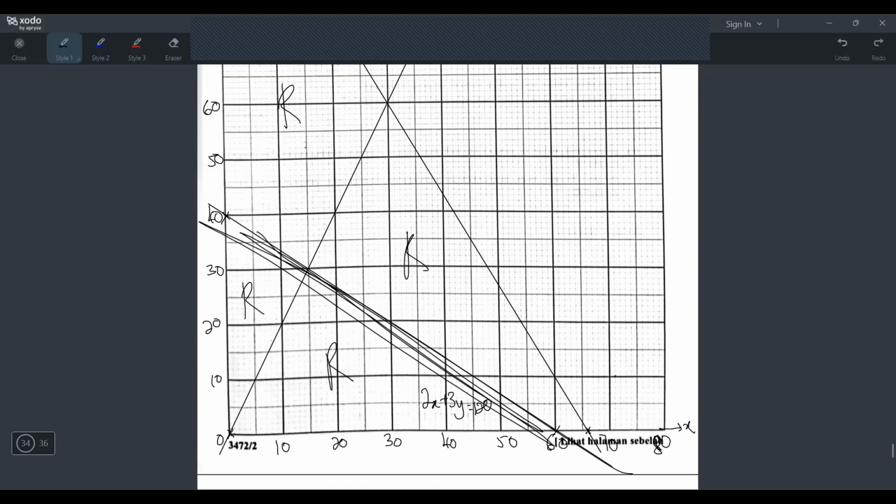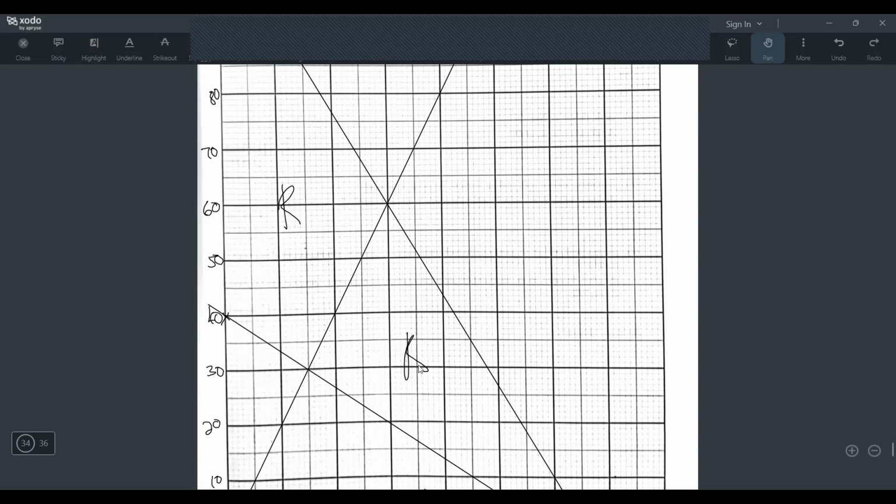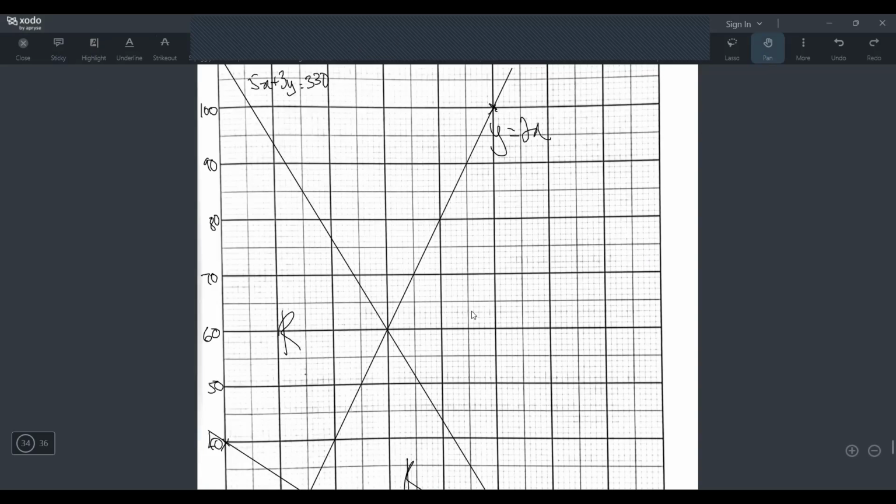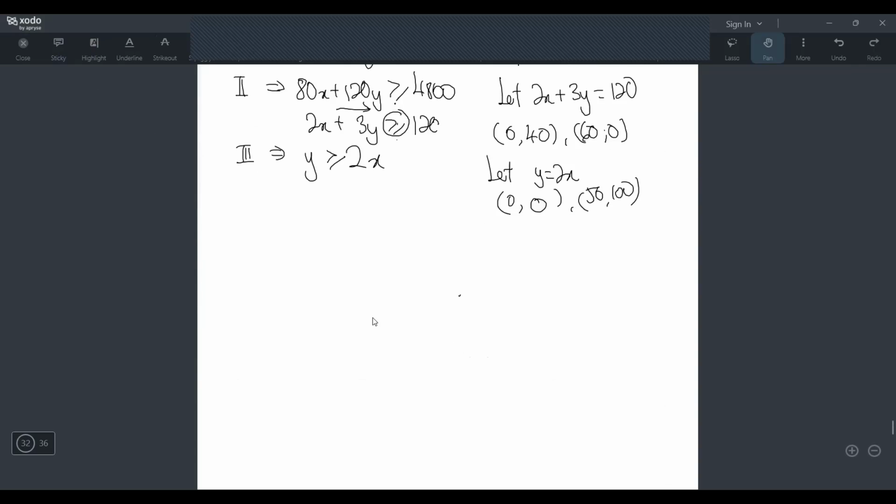So imagine you want to shade above this line. Because bigger, it means you have to erase this. Erase this and also erase this, because above the line. So confirm it is either this or this. Okay, but I don't know which one. I still have to look at the third inequality, then I can know.